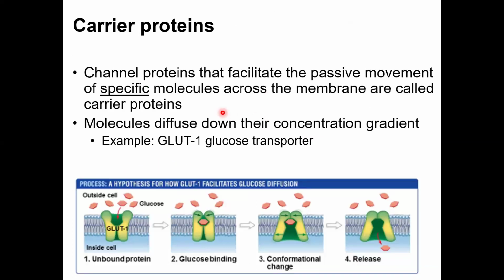Now there are also carrier proteins. These are proteins that facilitate the movement of specific molecules across the membrane, and in this case, the molecules diffuse down their concentration gradient. An example of this is the GLUT1 glucose transporter. The outside of the cell has a large amount of glucose, and when one goes in, it binds to the transporter. It changes conformation, that way the glucose can go into your cell.